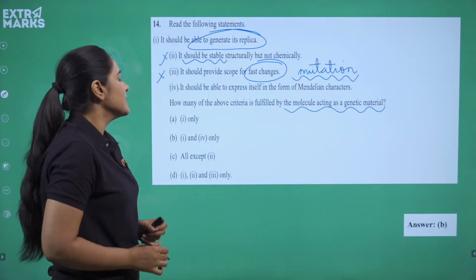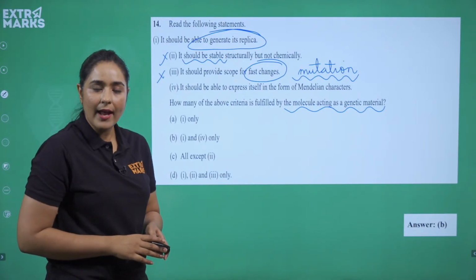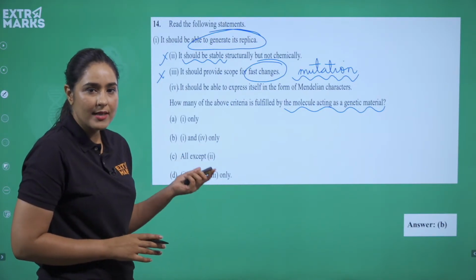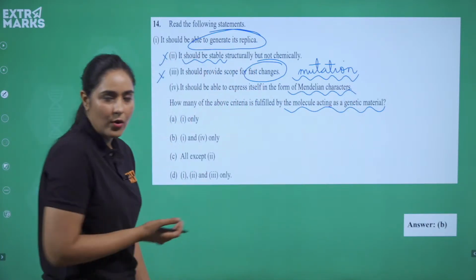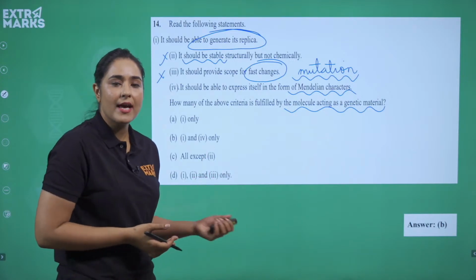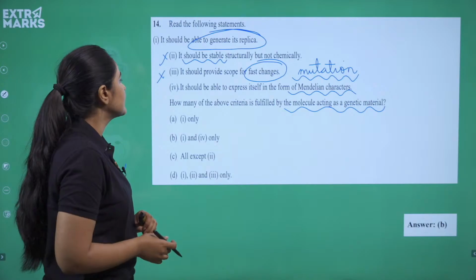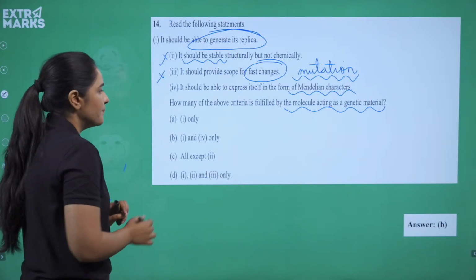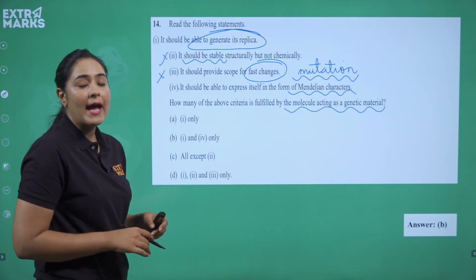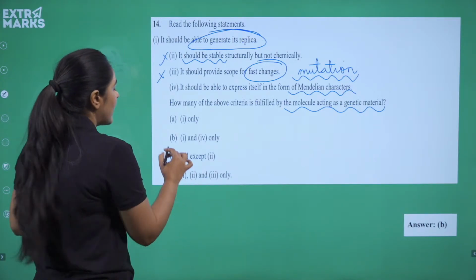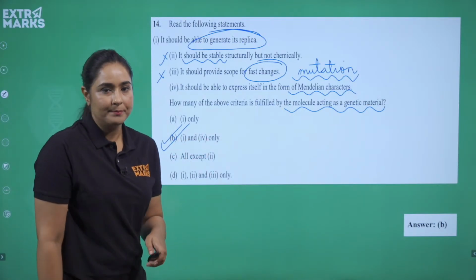Fourth statement says that it should be able to express itself in the form of Mendelian characters. So this statement here is correct. We are having its inheritance according to these laws, Mendelian characters we are having. So fourth statement here is correct. We are having the incorrect statements as second and third. So how many of the above criteria is fulfilled by the molecule acting as a genetic material? We are having correct option as B, first and fourth only.